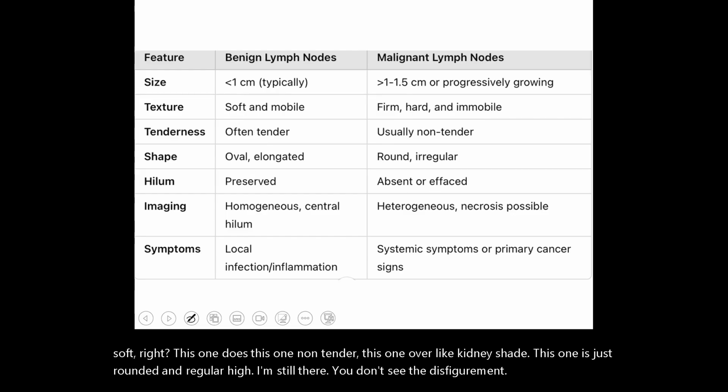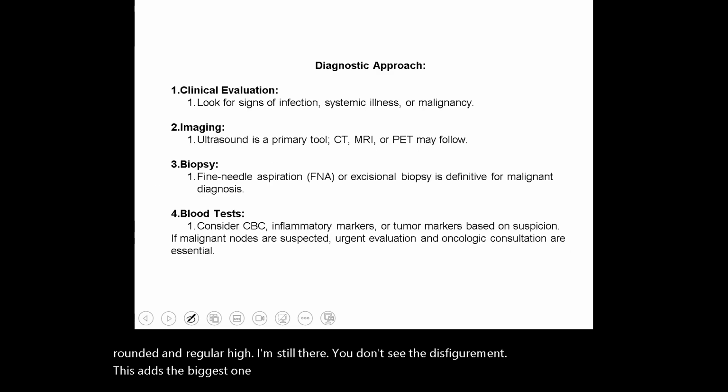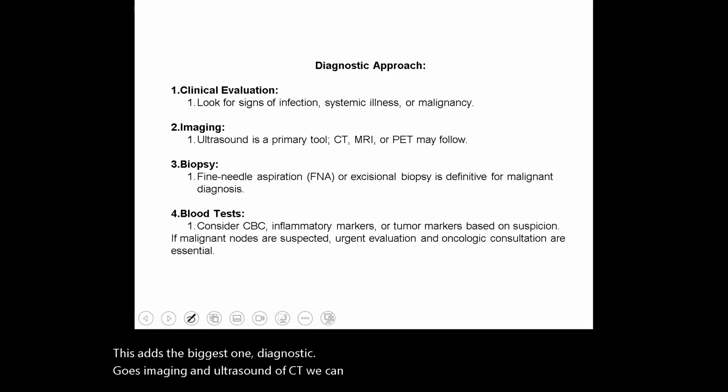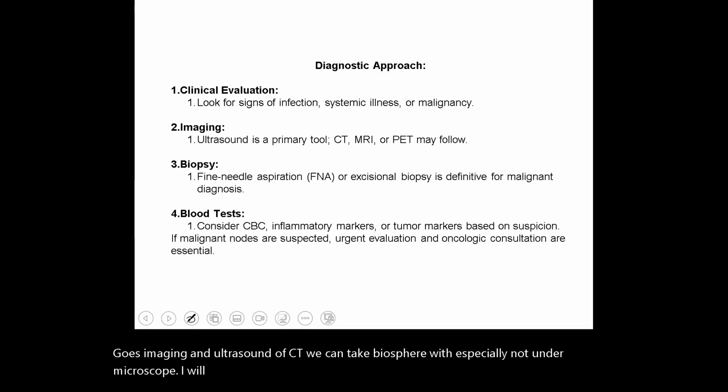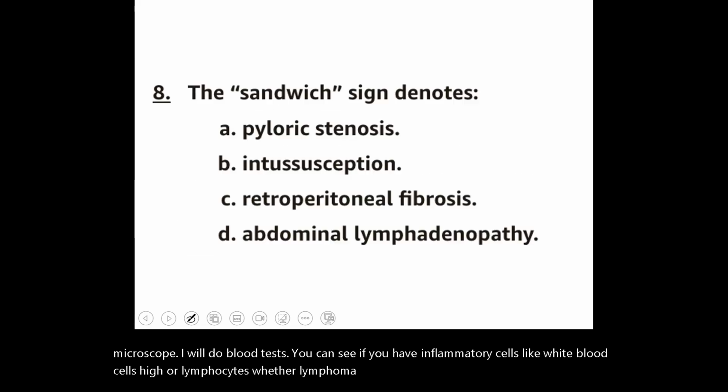These are the biggest ones. Diagnostic: we go with imaging, ultrasound, or CT. We can take a biopsy if we need aspiration, examined under the microscope. I will do blood tests. You can see if you have inflammatory cells like high white blood cells, or lymphocytes for lymphoma. So, question.